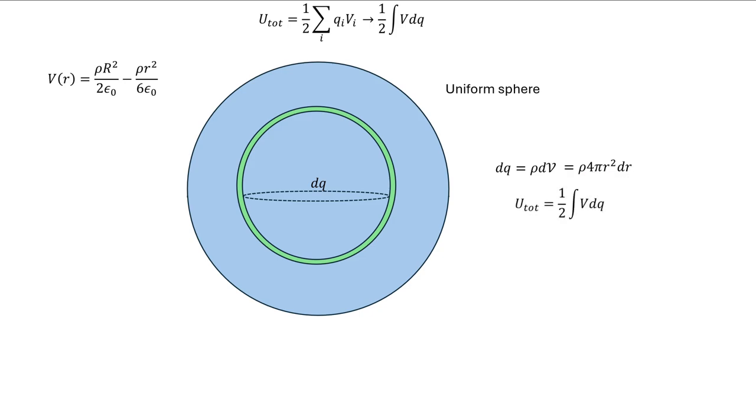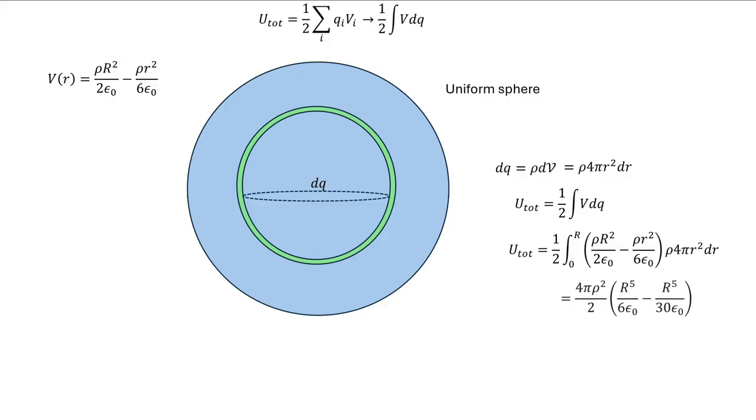Okay, now I'm ready to use my formula. So I've got U total is 1/2 V dq. I can plug in for V. I can plug in for dq. And now I've got an integral to do. This integral is not so bad. These are all polynomials, guys. Okay, so I end up with something that looks like this after a little bit of simplification. And then I can simplify further, and I end up with something that looks like this.